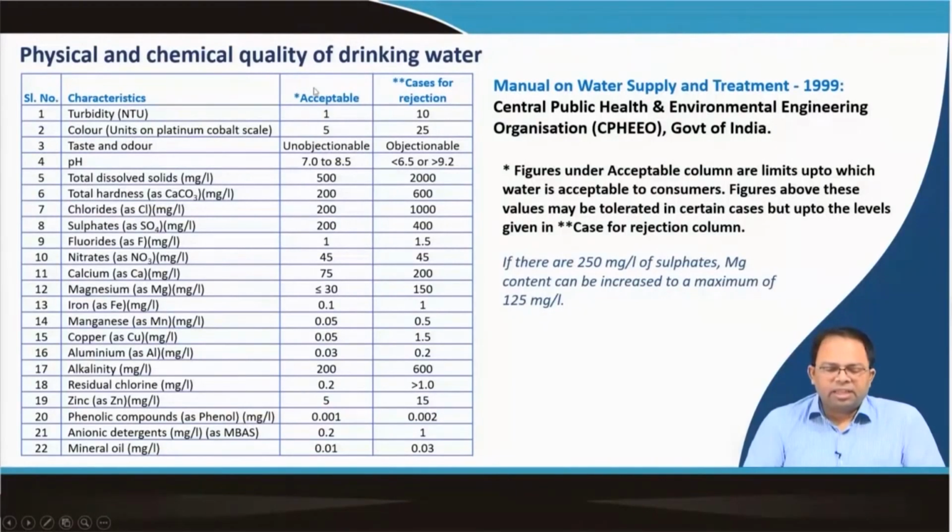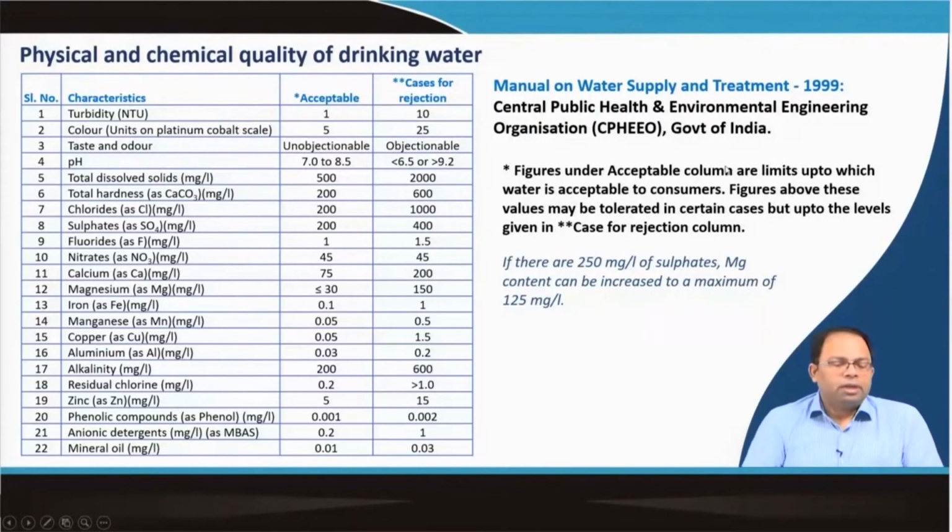As you can see, in the first column we have given acceptable limits, and in the second column, marked with 2 stars, are the cases for rejection. The acceptable column gives limits up to which water is acceptable to consumers. Figures above these values may be tolerated in certain cases, but up to the levels given in the second column. That means only if this is not possible in certain cases will we look into the second levels.